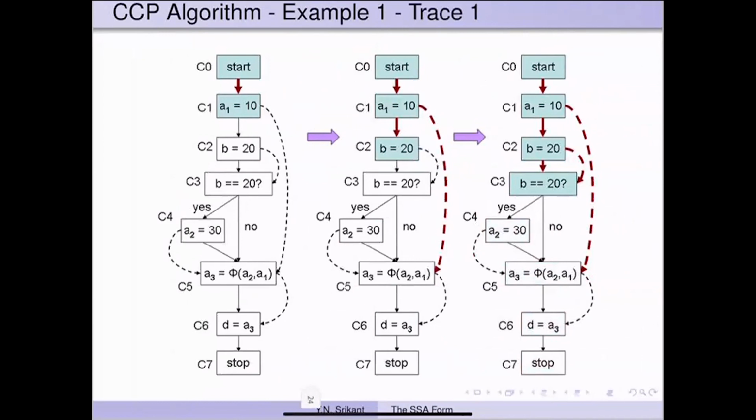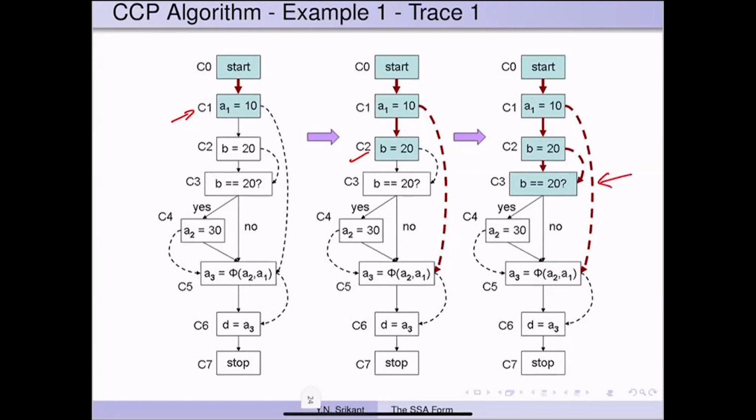So we start looking at C1, and now A1 equal to 10, nothing more. We just record it and keep it. Here we go to the next block, B equal to 20, right? Nothing more to do. We just keep it.